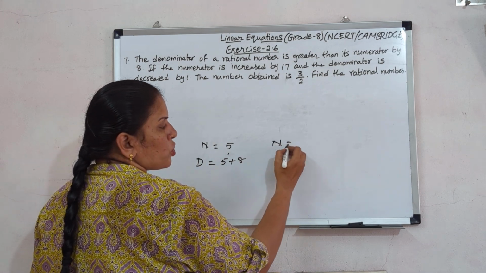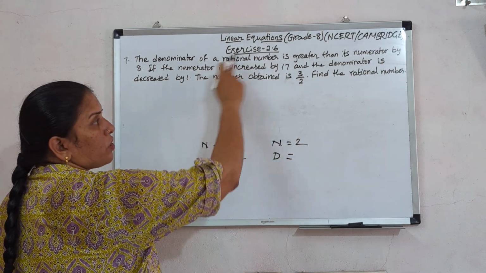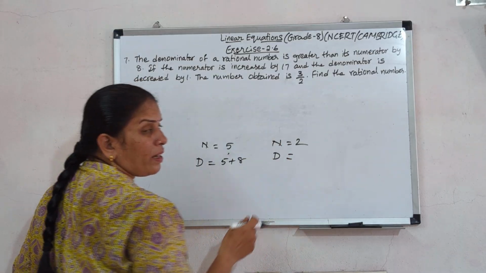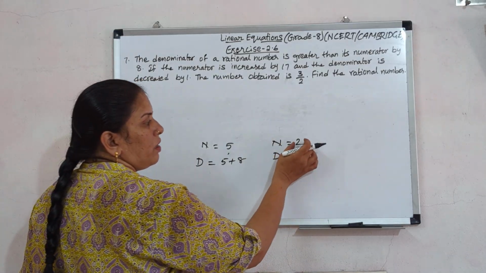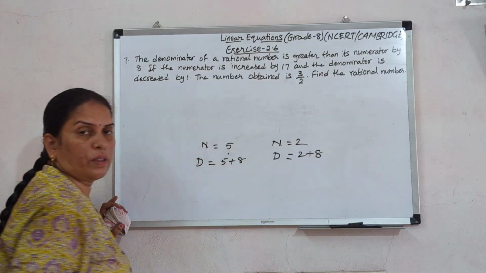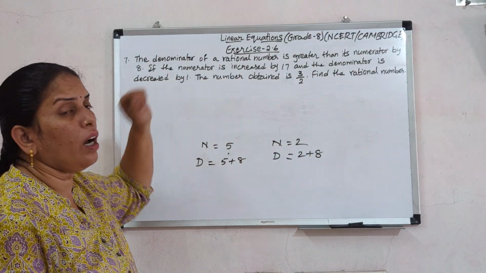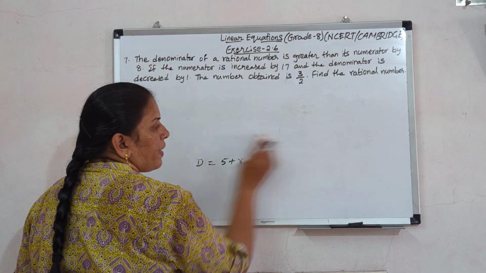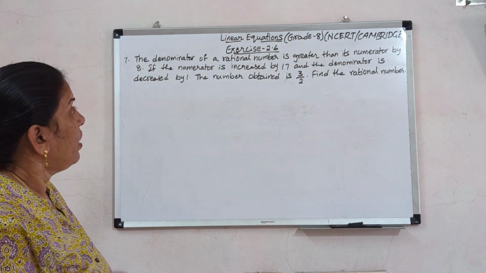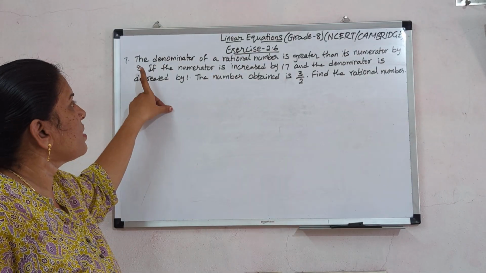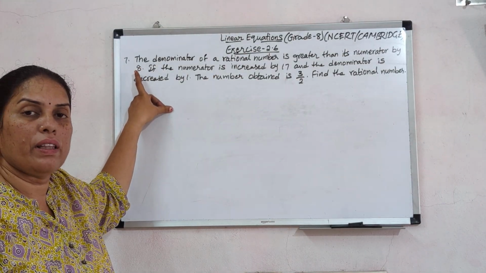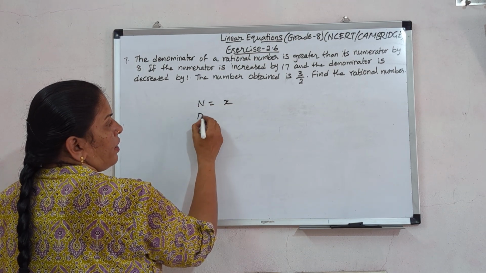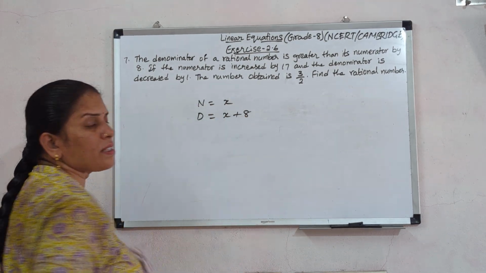If the numerator is 2, the denominator is how much according to the question? The denominator is greater than the numerator by 8. That means 2 plus 8. That means the denominator is based on the numerator. So we don't know the numerator, so let the numerator be x. If x is the numerator, then what is the denominator? X plus 8 will be the denominator. If x is the numerator, then the denominator is equal to x plus 8.